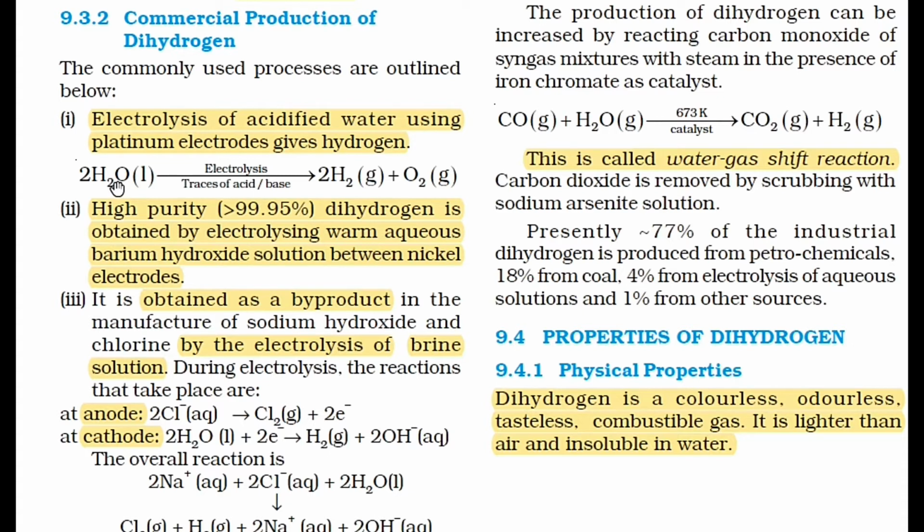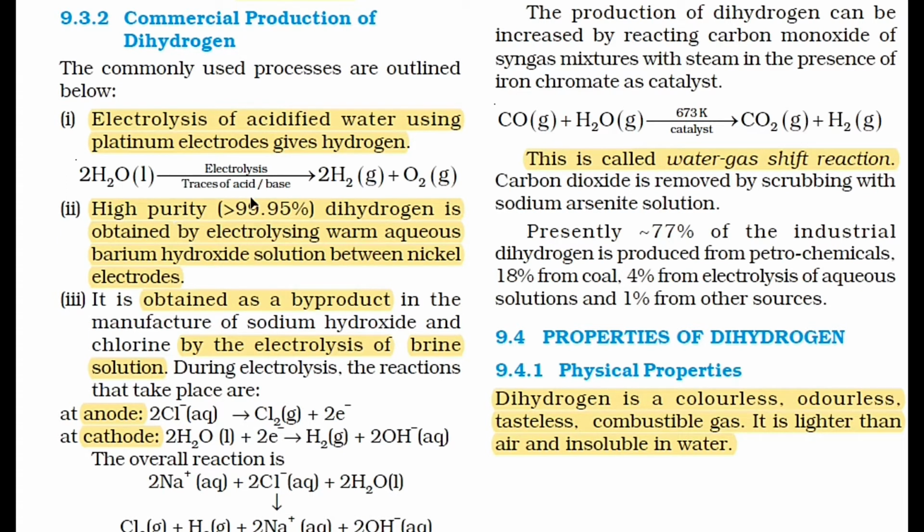The H plus ions will move towards the cathode and will undergo reduction to form H2 gas, and the OH minus ions would move towards the anode and would undergo oxidation to form oxygen gas. So, 2 moles of water produces 2 moles of hydrogen and 1 mole of oxygen, meaning electrolysis of water produces hydrogen and oxygen in the ratio 2:1.